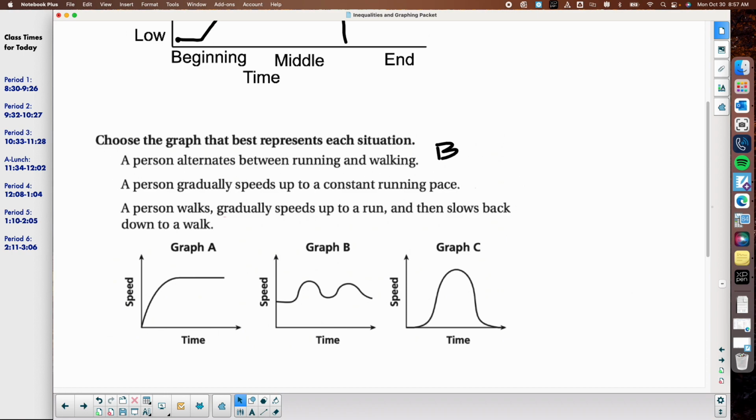Yeah. Okay, person gradually speeds up to a constant running pace. Okay, how come we think A? Because it goes up and then stays at the same speed, yes. Okay, good. Person walks, speeds up to a run, slows back down to a walk. Perfect. Now, these graphs aren't exactly what's being described. You're just trying to fit the one that best fits the situation. Now, do you guys want help, or absolutely ask away questions if you have any questions as we're doing this? Okay.